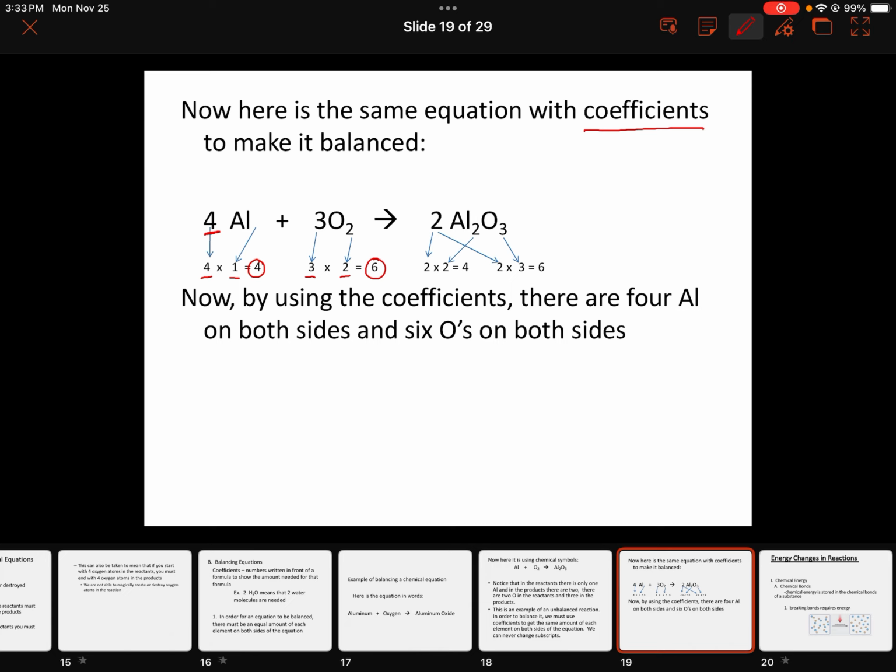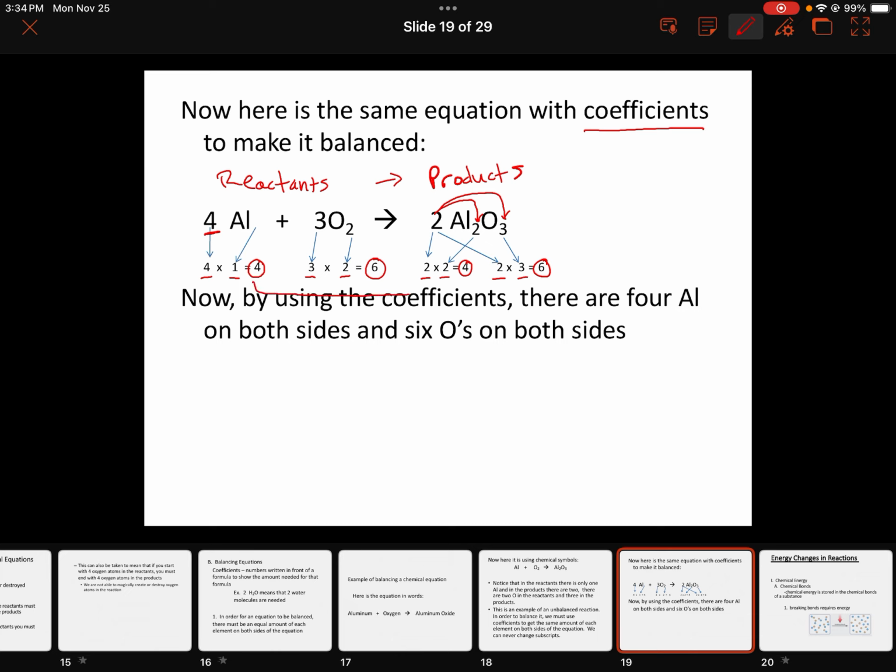And then I go over here to my products. Remember these terms. I go over to my products. I put a 2 out in front. That means I need 2 aluminum oxides. Well, 2, I take the coefficient times the subscript, gives me 4 aluminum. I take the coefficient times the subscript, 2 times 3 is 6.